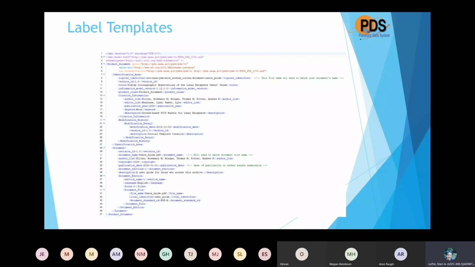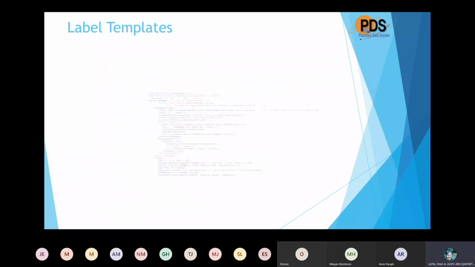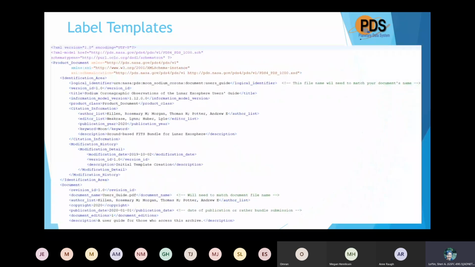So here is an example template. We're going to zoom in on that because it's very tiny. Again, creating a template for each type of label file will speed up the process. This template was actually created by the Atmospheres node, and it was for the study Sodium Coronagraphic Observations of the Lunar Exosphere. This template is for a document label, and as you can see, there are entries that are the same throughout each document in this collection.